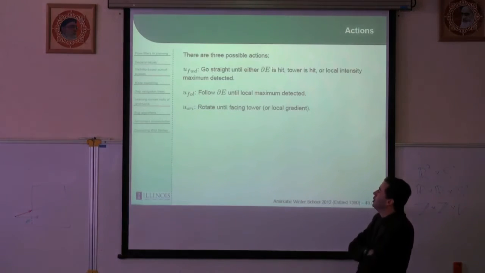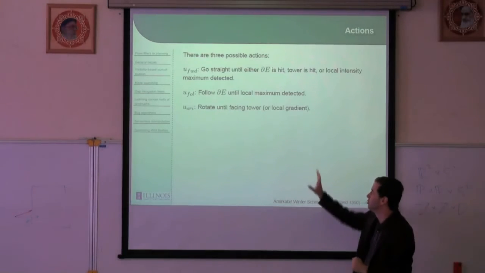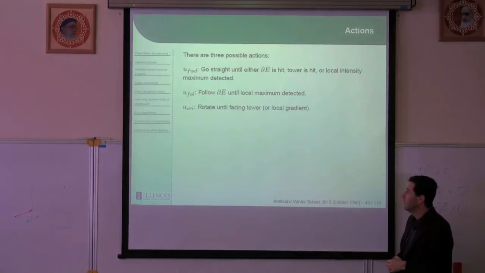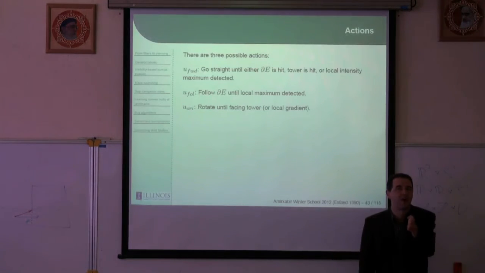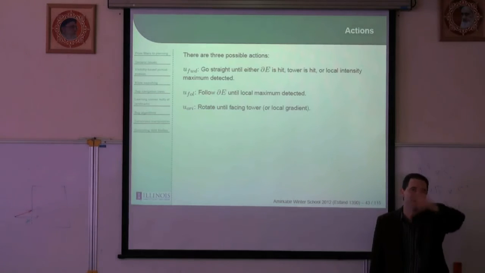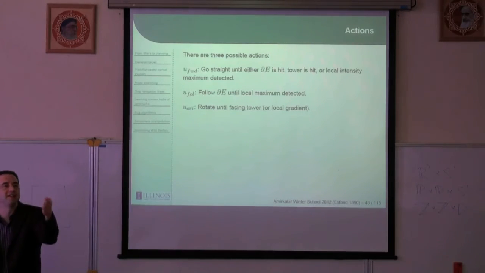Follow means follow the boundary of the environment until you detect a local maximum. So I'm going to assume these primitives can be done. And orient means rotate until you are facing the tower, or the local gradient of the radio signal. Like I said, it's like aligning the antenna.